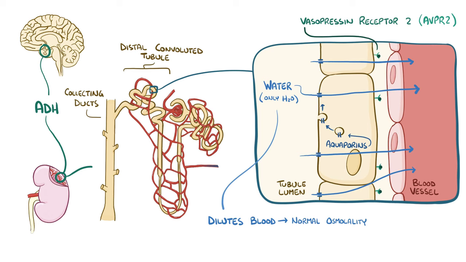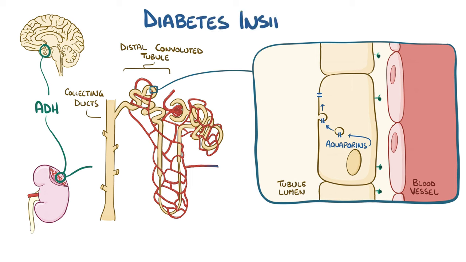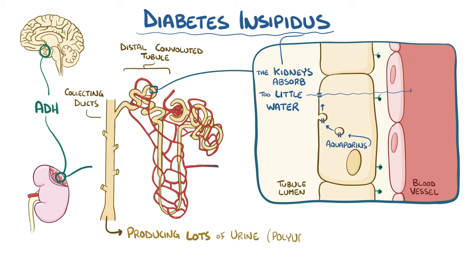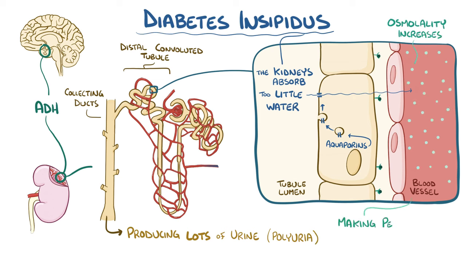This reabsorption process, though, also decides how much water leaves the body as urine and how concentrated that urine is, which is one of the things that keeps a normal urine osmolality between 300 and 900 milliosmoles per kilogram. Diabetes insipidus is when the kidneys reabsorb too little water from the lumen of the tubule. And this causes the body to produce unusually large quantities of urine, which is called polyuria. Since there's less water in the blood, plasma osmolality increases and that triggers thirst and causes an individual to drink a lot, which is called polydipsia.